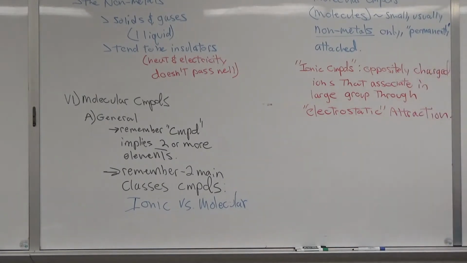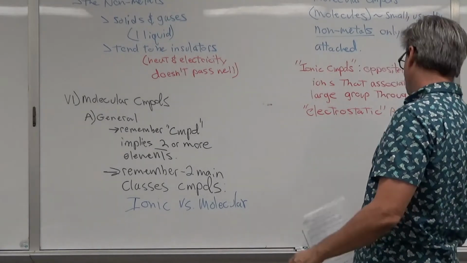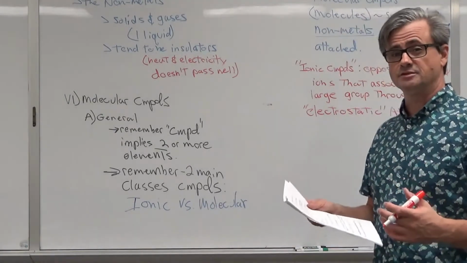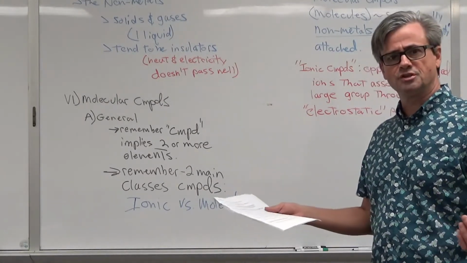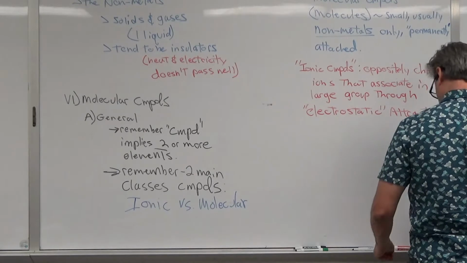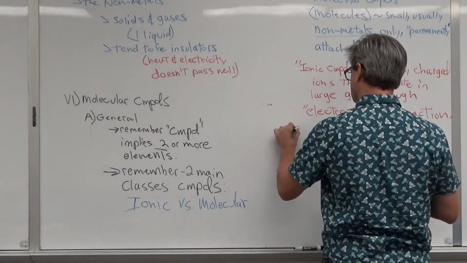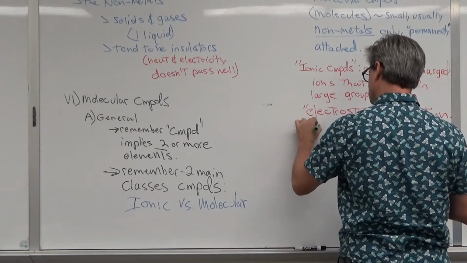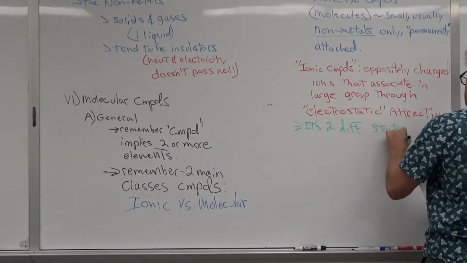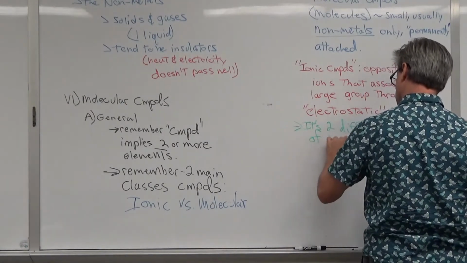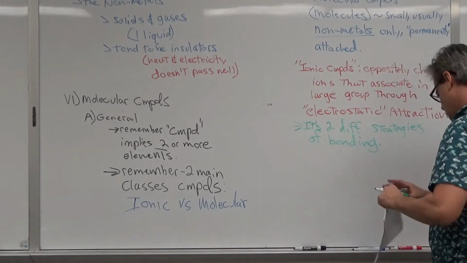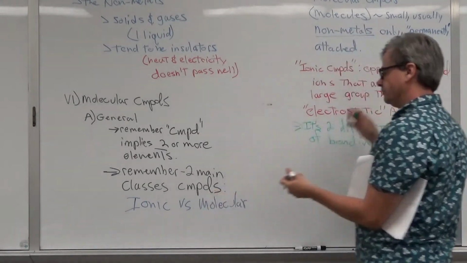Electrostatic, there are more detailed definitions, but you can just think of that as the idea that I've mentioned a few times, I believe, that oppositely charged things are attracted to each other, like charges repel each other. And so it can be looked upon as two different strategies of bonding. All right, so moving on, I did kind of an overview of ionic and molecular there.